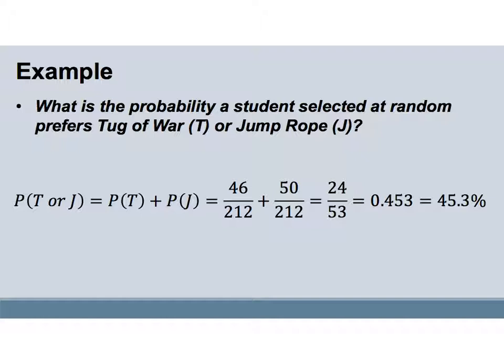Okay, so then I get an or. What is the probability a student selected at random prefers tug of war or jump rope?